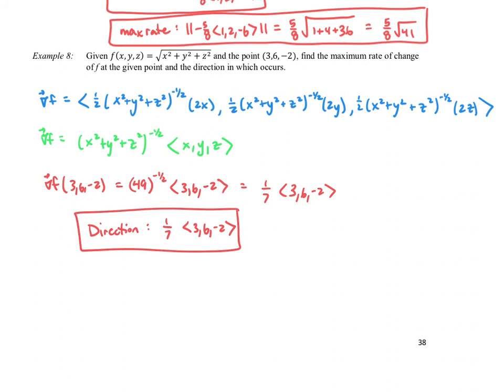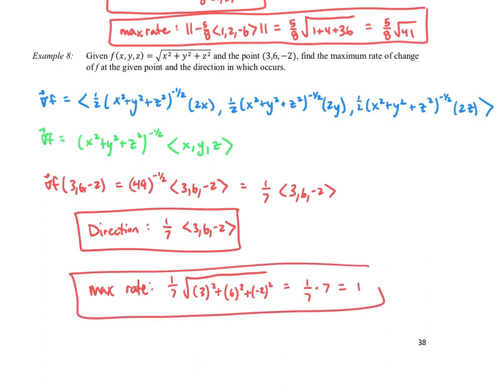Okay, now in terms of the max rate, that is the magnitude of this. So again, we take the 1/7 squared and then the square root, so that obviously gives us 1/7. And then we have the square root of 3 squared plus 6 squared plus negative 2 squared, which we basically already did. So we end up getting 1/7 multiplied by 7, which is, of course, 1. So we actually have a nice simplified maximum rate, similar to one of the other problems we did.